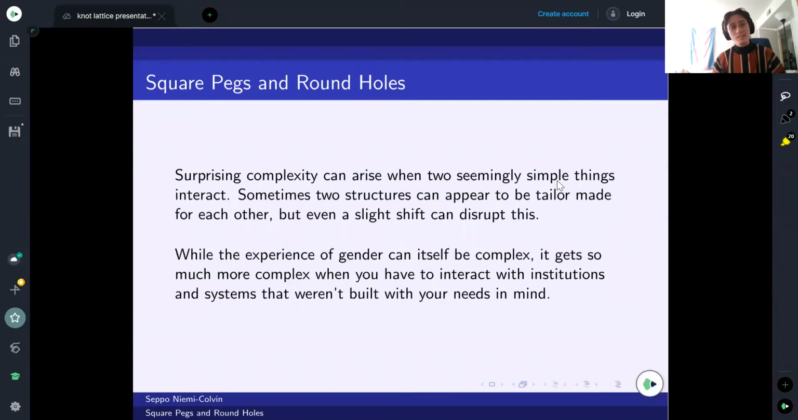And well, this isn't the reason I study these things. There's a nice little metaphor here in that the experience of gender can itself be complex. It gets so much more complex when you have to interact with institutions and systems that weren't built with your needs in mind.